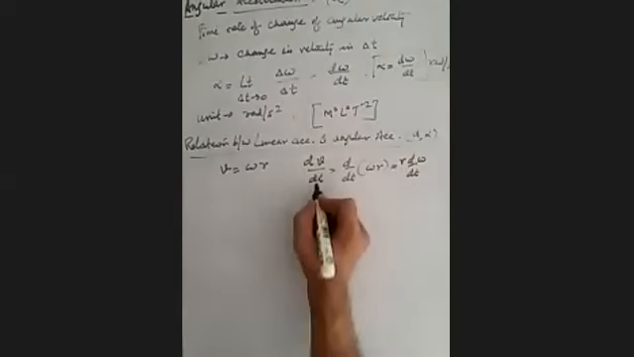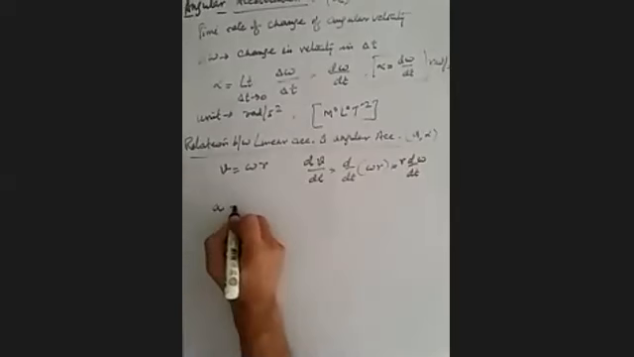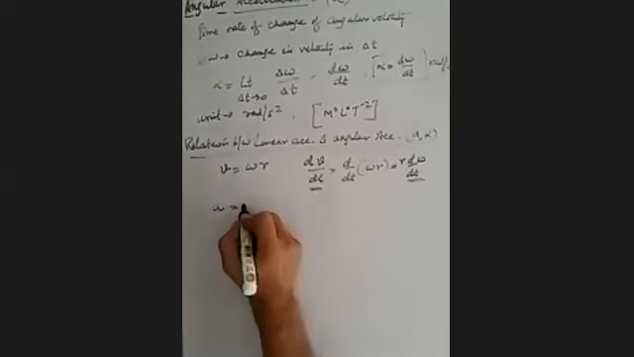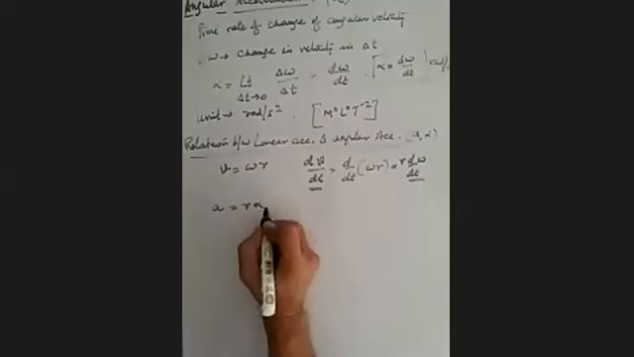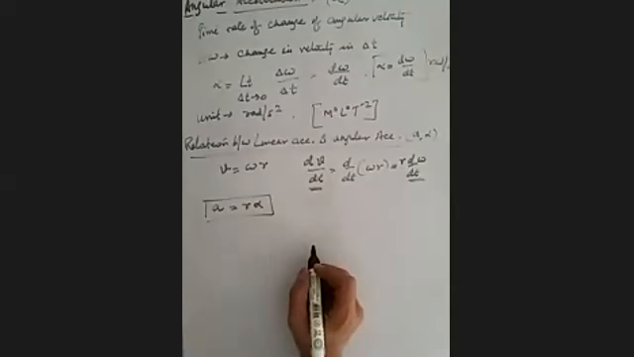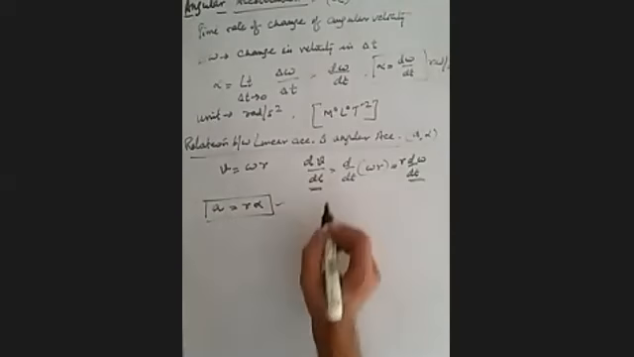What is dV by dt? It is A, that is linear acceleration. And d omega by dt is the angular acceleration, that is alpha. So A is equal to r alpha. That is the relation between linear acceleration and angular acceleration.